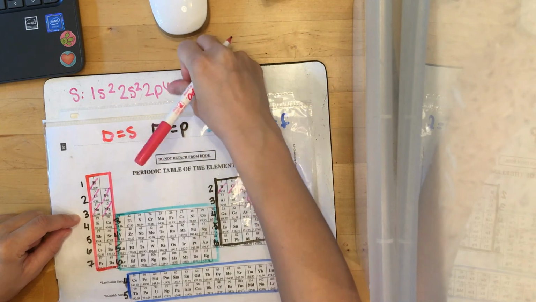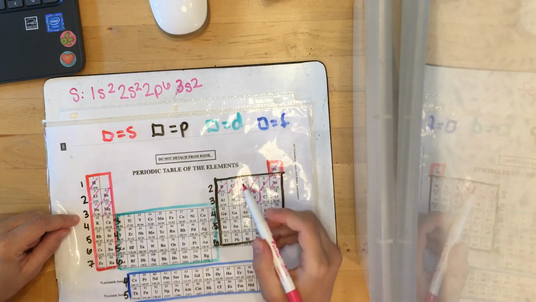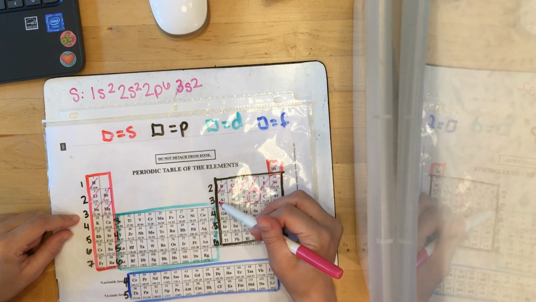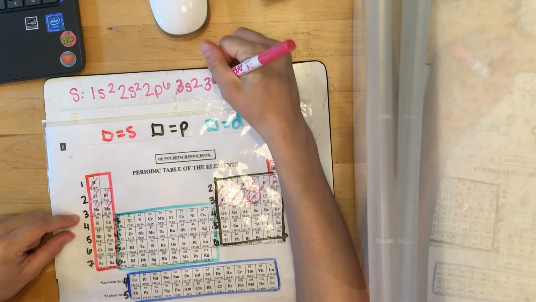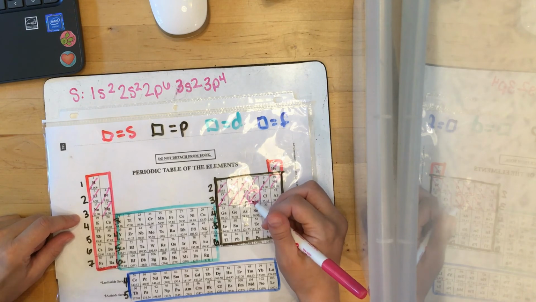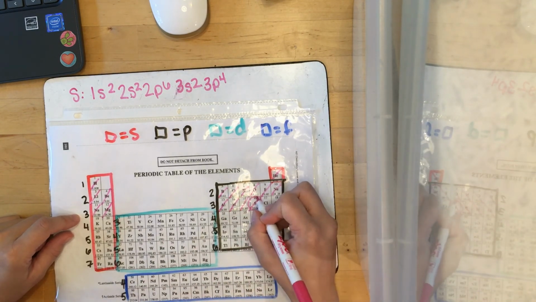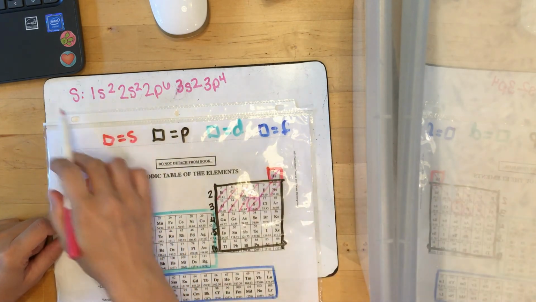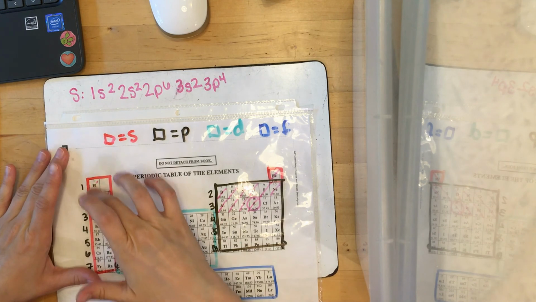Then we jump down to 3s2. And then across to 3p, 1, 2, 3, 4. And we stop once we've landed on the element that we want. We don't keep going after that. We land on that element, and that gives us our electron configuration. Now we can do this for any element on the periodic table.